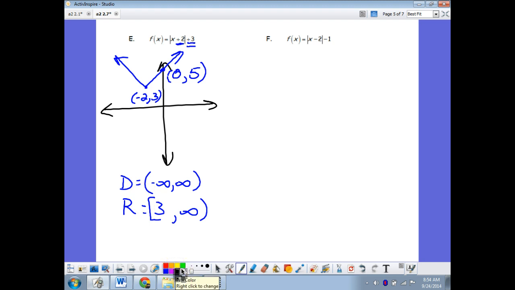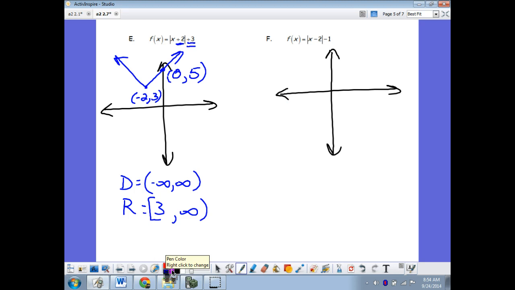Now, this last one that we're going to look at in this video is a little bit more involved because we're going to find a new vertex, we're going to have new x-intercepts to find, and also one y-intercept. So to graph this, let's look at the vertex first. Vertex is normally at the origin. We're going to take that vertex and move it 2 units to the right. Remember, opposite of what you would think. So 2 units to the right and 1 unit down. So that becomes the point 2, -1. And then we draw the V shape.